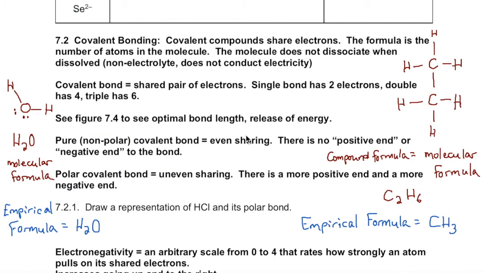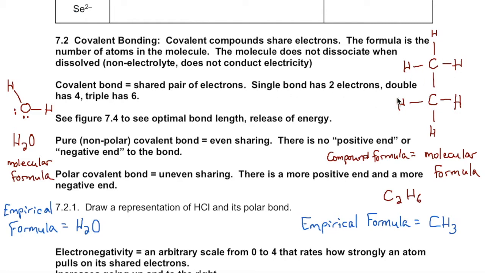Covalent compounds are known as molecules. They share electrons. They are not made of ions. They are made of elements that are sharing electrons. And this shared pair of electrons is a lot of times drawn as a line. This line is a covalent bond.